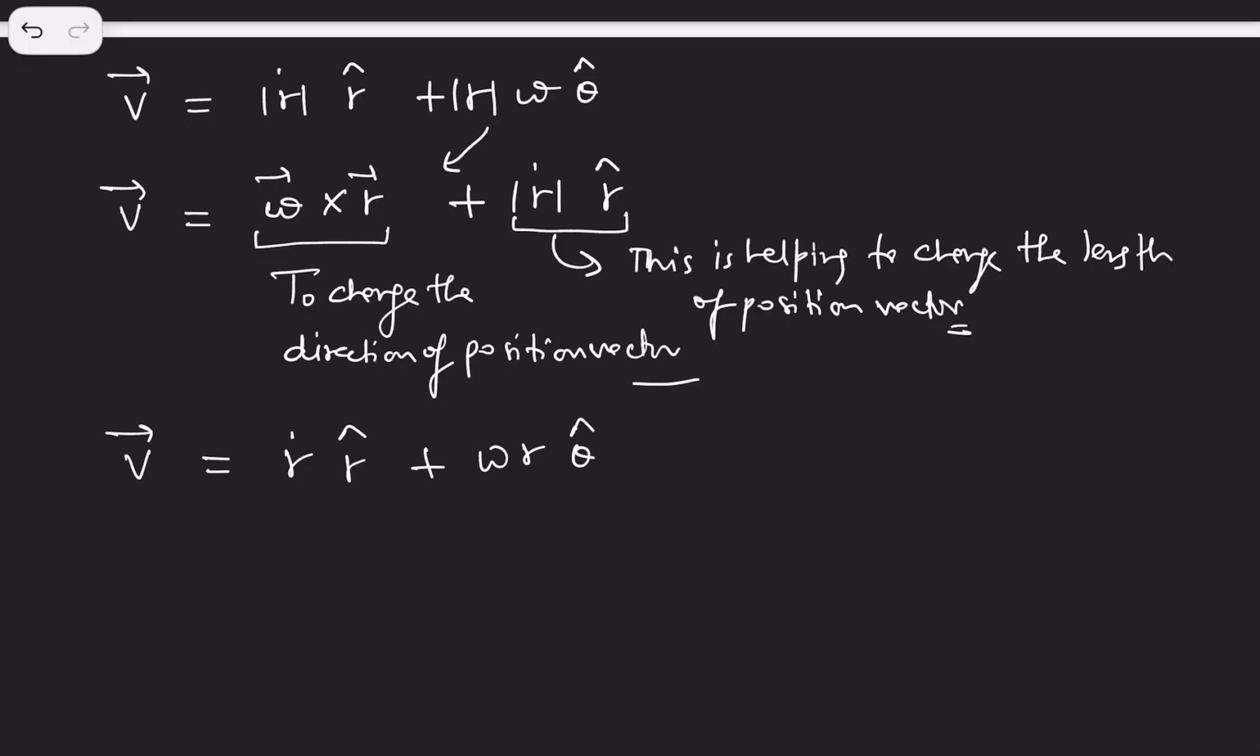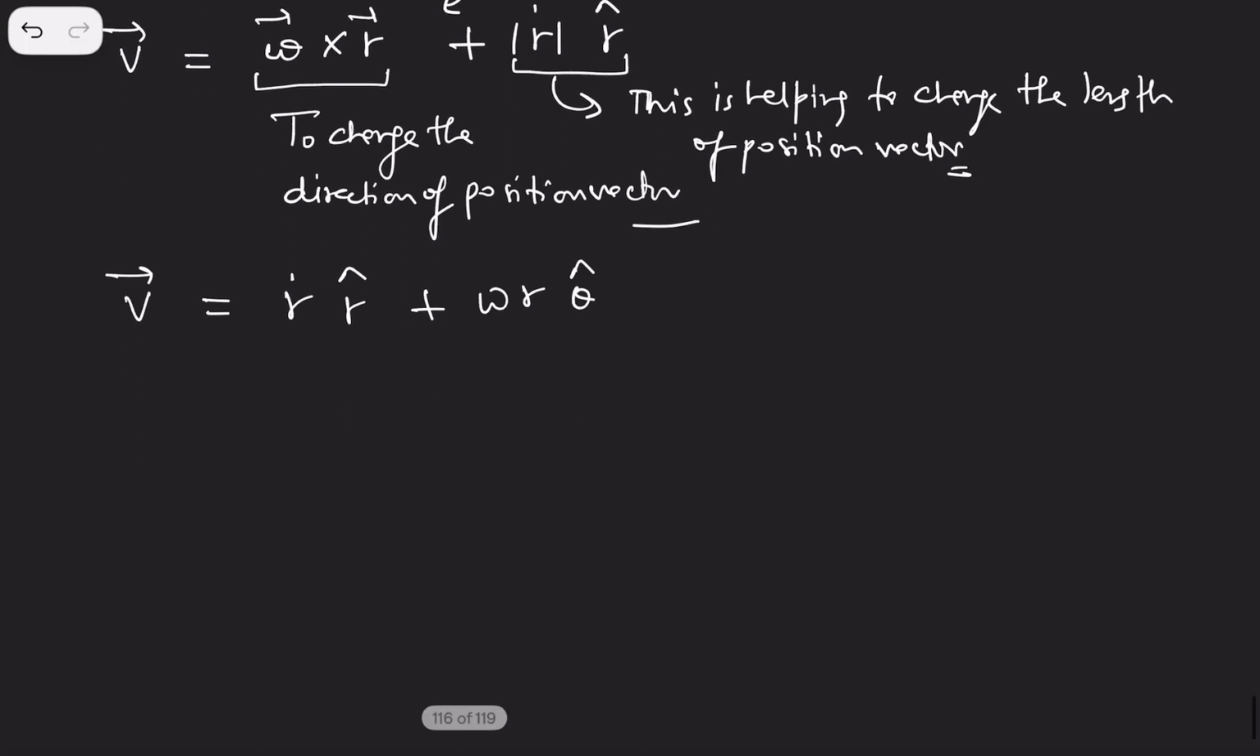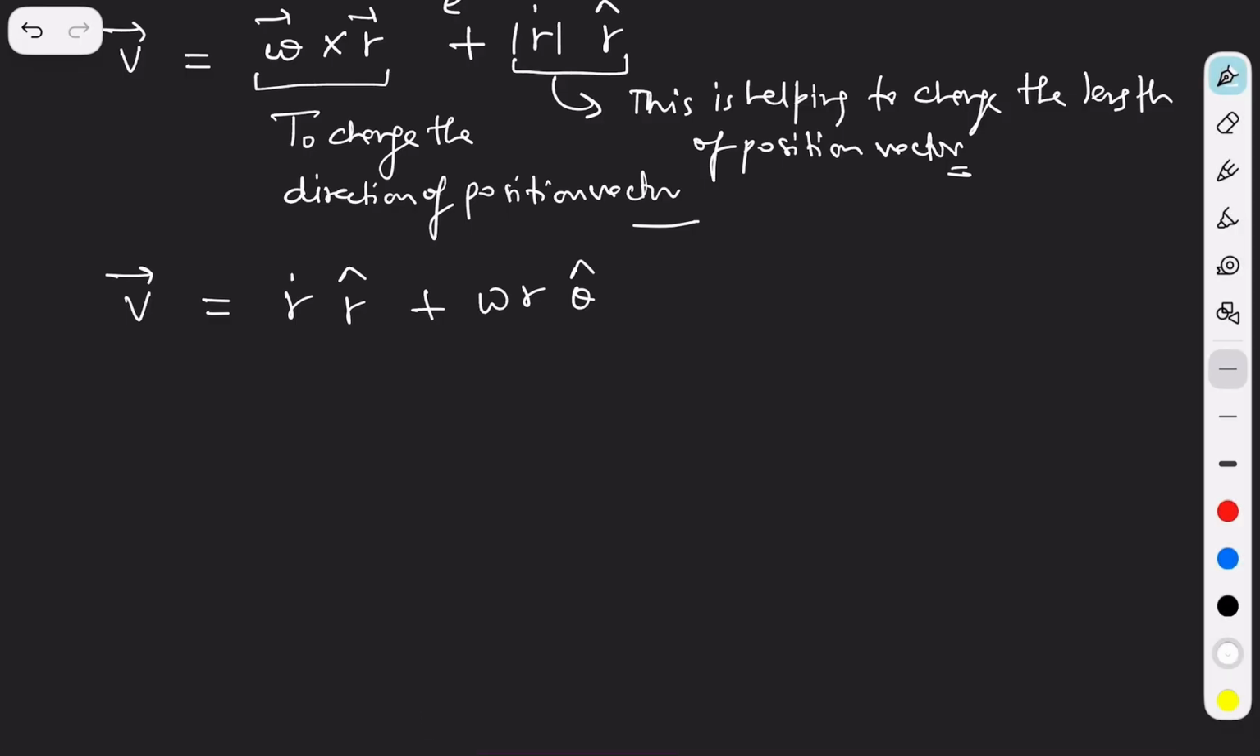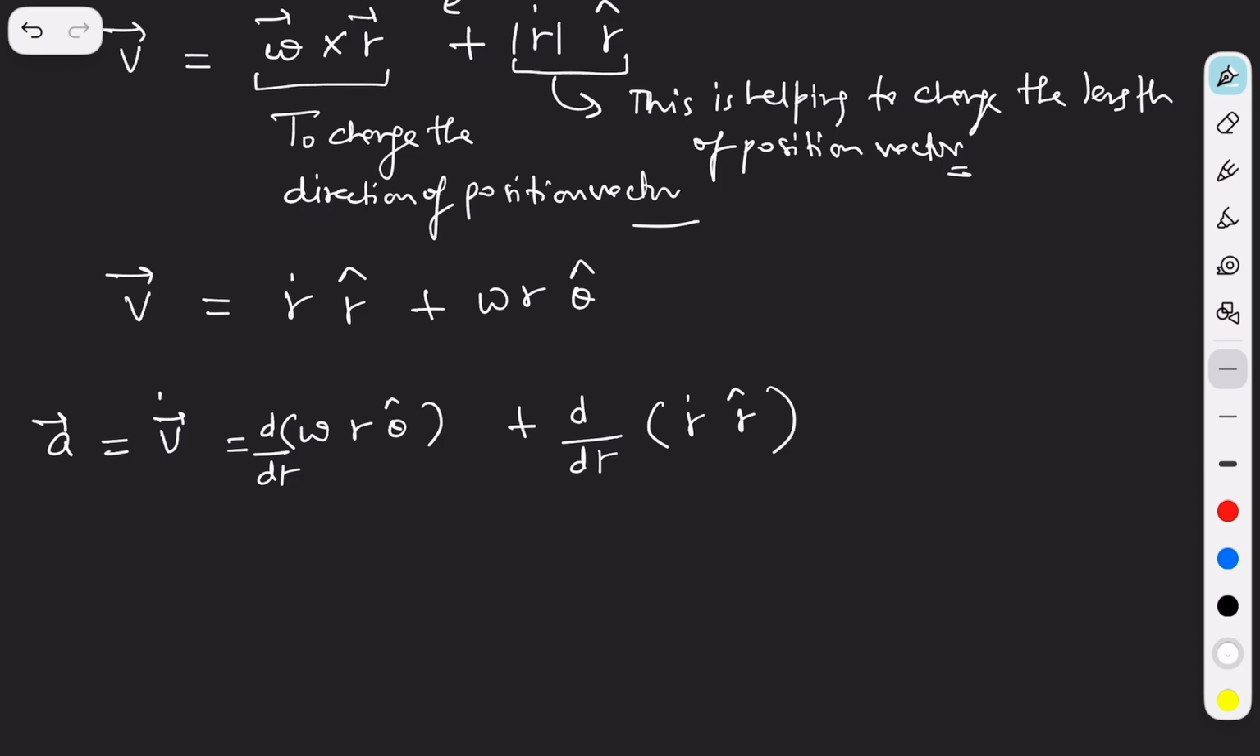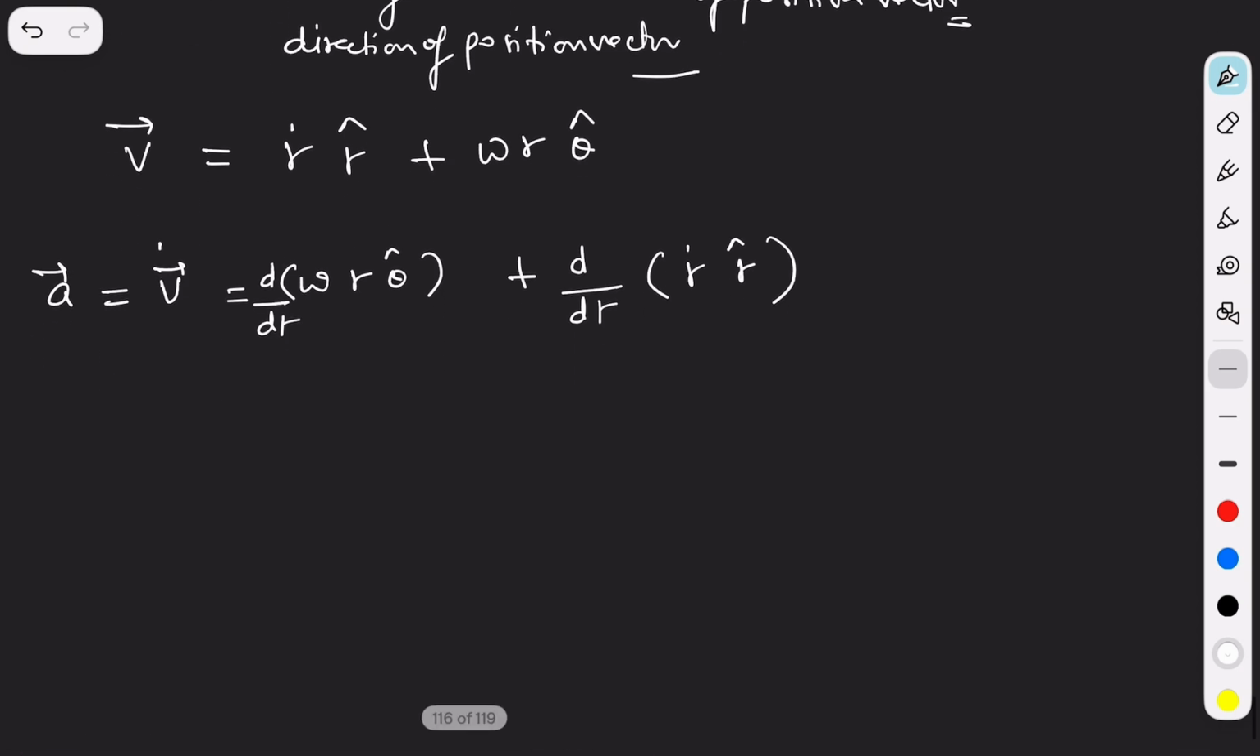Now we are interested in acceleration. So acceleration is nothing but v vector dot. Here I have to find out the d by dt of this, that is, d by dt of r dot r cap plus d by dt of omega r theta cap. I'm just writing it once to show you what we are going to do.